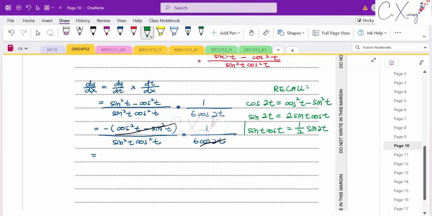And now I want to replace this identity into my solution here. So on top, I'm still having -1. At the bottom, I'm still having a 6. Then for sine square cos square, I want to make it become sine and cos, then square outside. So what is sine square cos square? It is equals to half sine 2t. So I put in half sine 2t, then square outside.